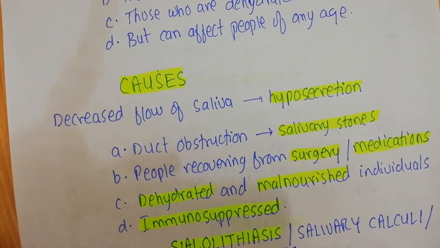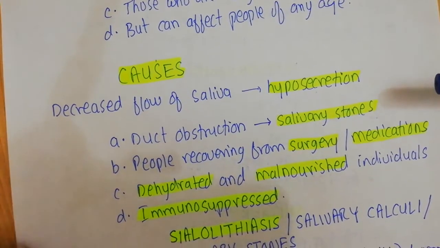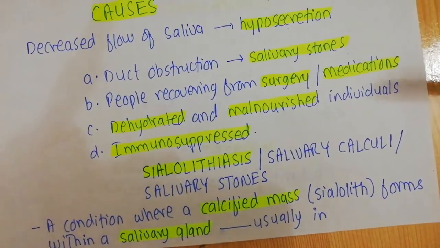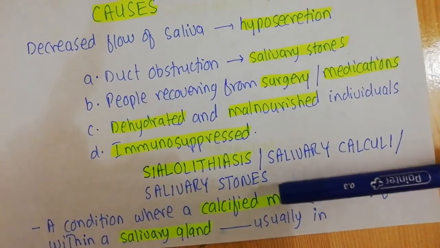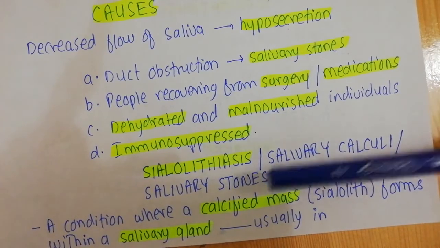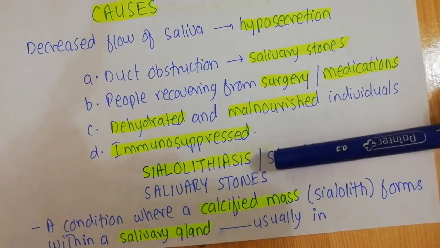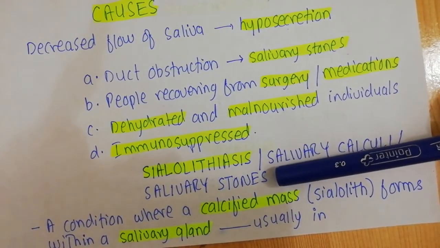Now, the first thing we are going to discuss is these salivary stones: how they are formed, and what their composition is. The formation of salivary stones is known as sialolithiasis. Sialolithiasis, salivary calculi and salivary stones all refer to one and the same thing, so simply you can call them salivary stones.